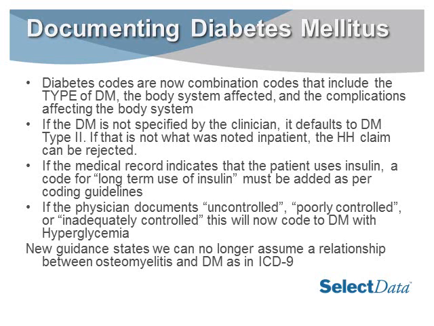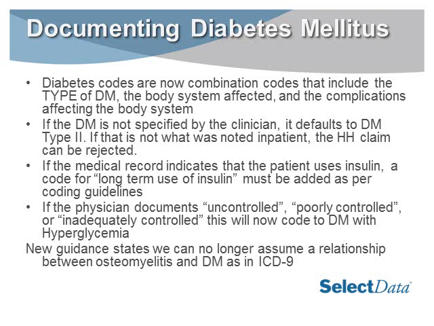If the diabetes is not specified by the clinician, your coding specialist is going to default it to type 2. But if that's not what was noted on the inpatient claim, the home health claim can be rejected. That's why it's really important to have specific and accurate information for your patient. If the medical record indicates that the patient uses insulin, a code for long-term use of insulin must be added per coding guidelines.